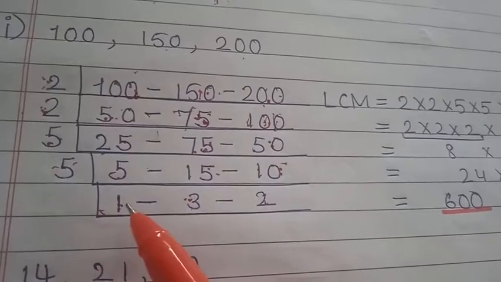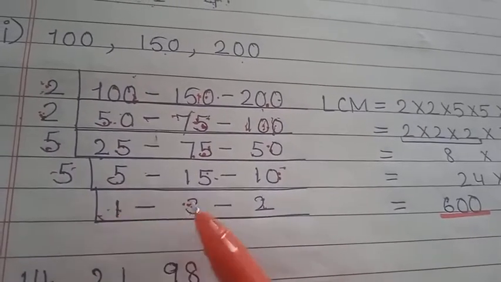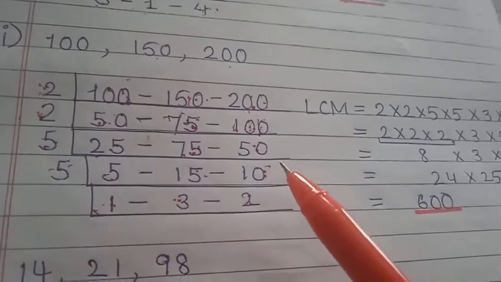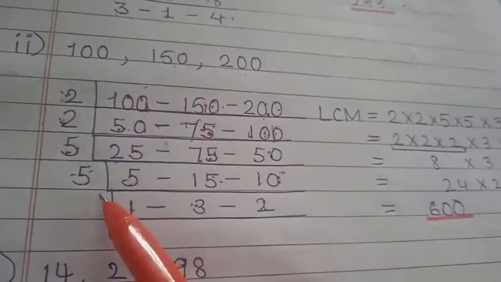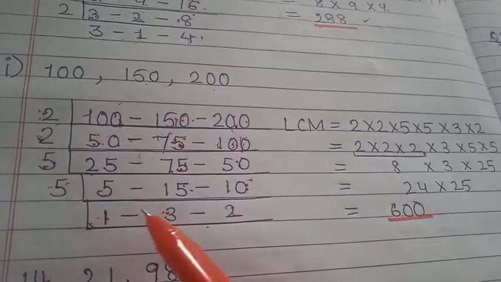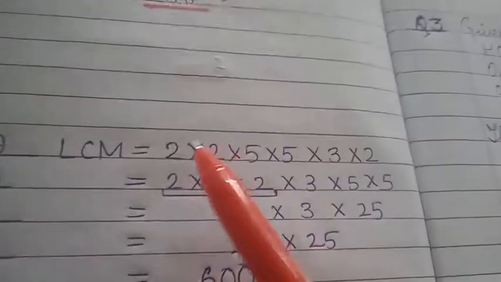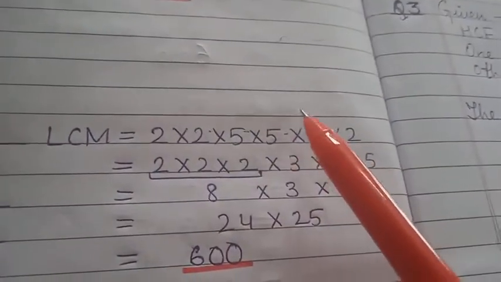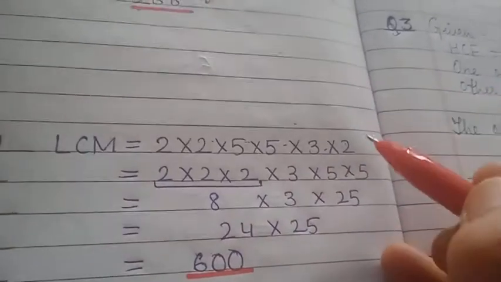But here you can see 1, 3 and 2 do not come in any one table. It comes in one's table. So we have to stop there. So my LCM will be 2, 2, 5, 5, 1, 3, 2. So 2, 2, 5, 5, 1 I have not written, 3, 2. You can write if you want.